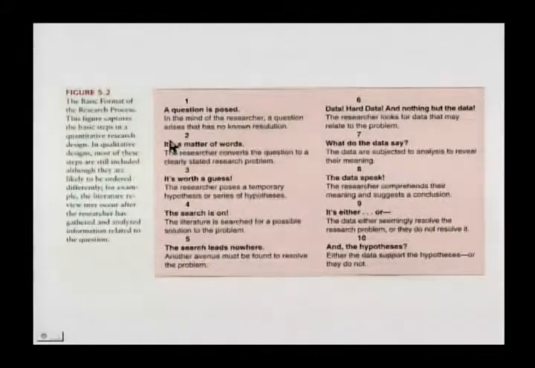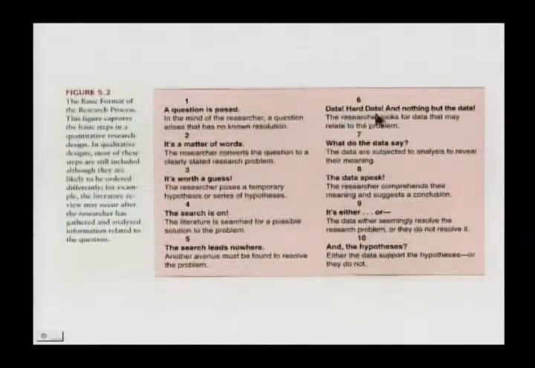Step 2, it's a matter of words. The researcher converts the question to a clearly stated research problem. Step 3, it's worth a guess. The researcher proposes a temporary or tentative hypothesis or series of hypotheses. 4, the search is on. The literature is searched for a possible solution to the problem. 5, the search leads nowhere. Another avenue must be found to resolve the problem. This unfortunately can happen all too easily, so we need to be very careful, especially, as I said, if you find yourself at the bench and you haven't gone through steps 1 through 5 yet.